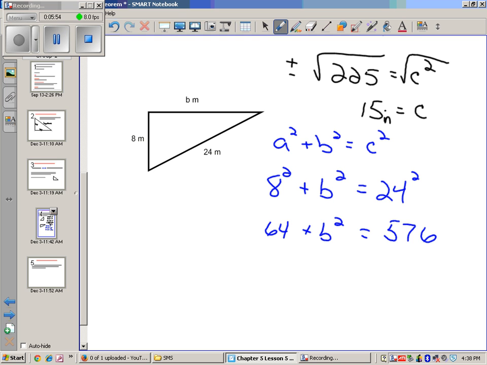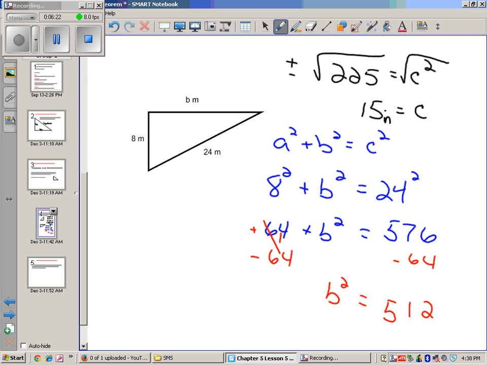Okay, once again, it looks like we have an algebraic equation. We're trying to get B by itself, so we have to get rid of anything on the B side. So we have the 64, let's get rid of that first. Once again, there's nothing in front of it, so it's a positive, so we have to do the opposite. We're going to subtract 64 from both sides. These will cancel, leaving us just B squared equals 512.